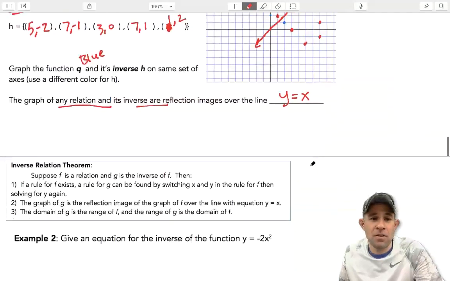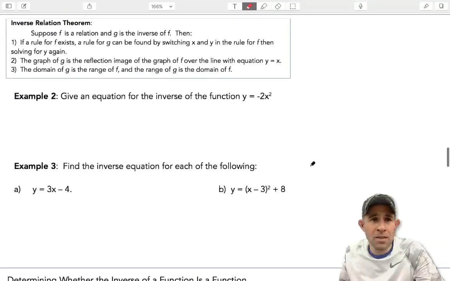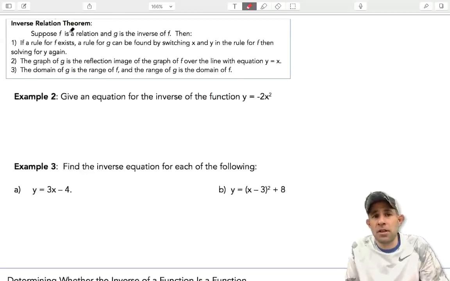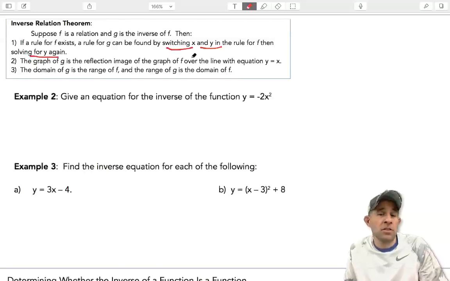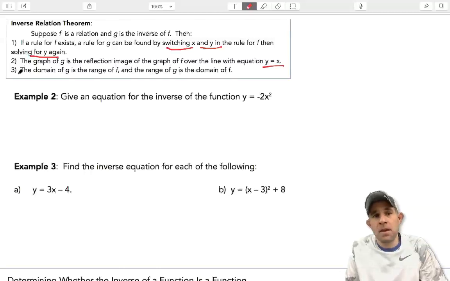All right, let's try a few examples here. At the top of your notes, you have the inverse relation theorem. It says this: suppose f is a relation and g is the inverse of f. Then we can find a rule for g, the inverse, by switching x and y, and then solving for y again. We also note that the graph of g is a reflection image of the graph of f over the line y equals x, as we just looked at. And we also note that the domain of g, the inverse, is the range of f, and the range of g is the domain of f.